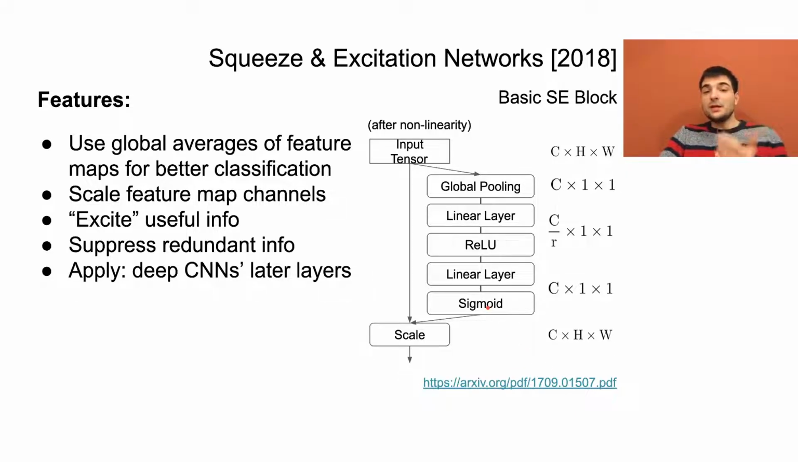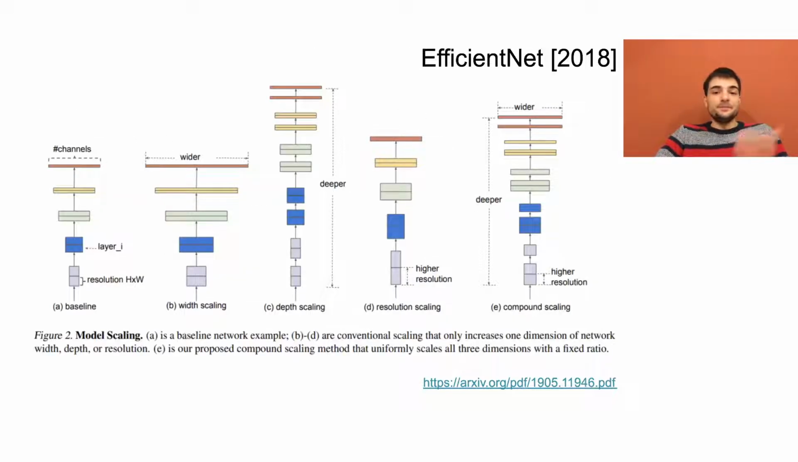Usually this approach is applied in the later layers of our convolutional neural networks, because in the first layers we still have a lot of spatial information, and if we use global pooling, then we get rid of this information instantly. All right, and finally EfficientNet from 2018, actually, or from 2019, there are several versions.